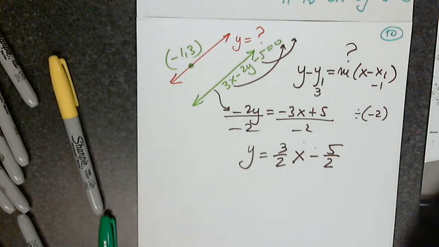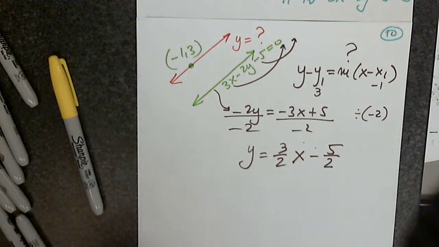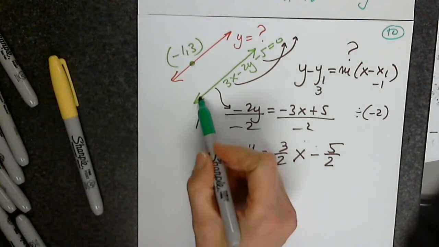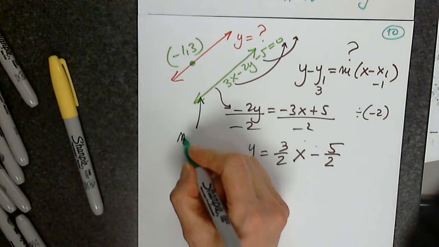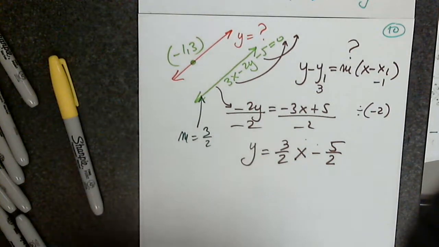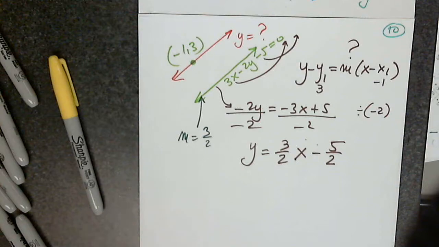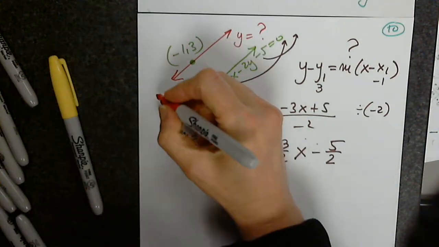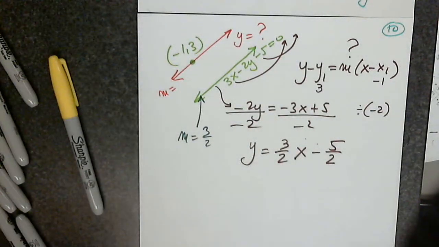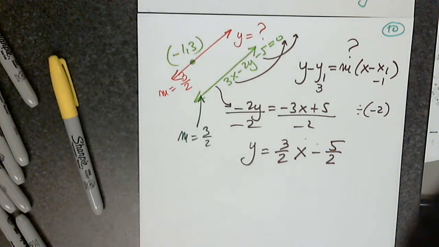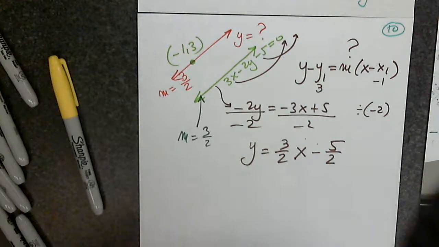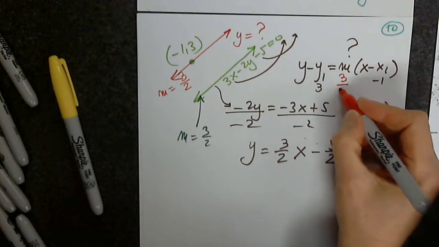I have the slope of the green line. What is the slope of the green line? 3/2. So the slope of this is 3/2. Now, do I have the slope of the red line? Yes. What is the slope of the red line? The same, because the lines are parallel. What if they were perpendicular? What would have been the red slope? That's it. So what I have to do is just plug it in.